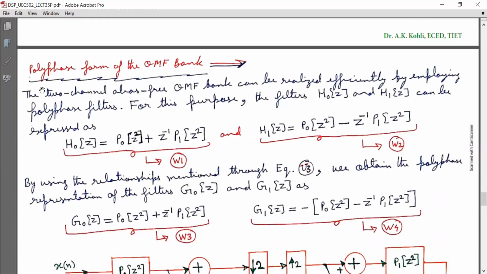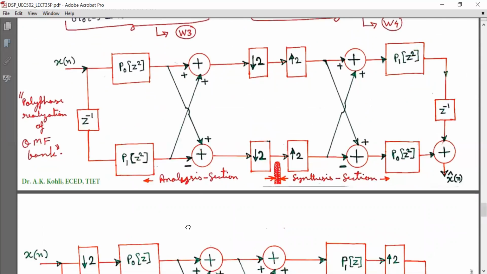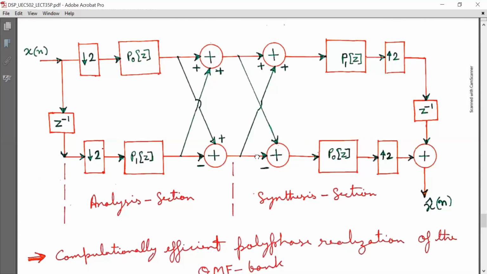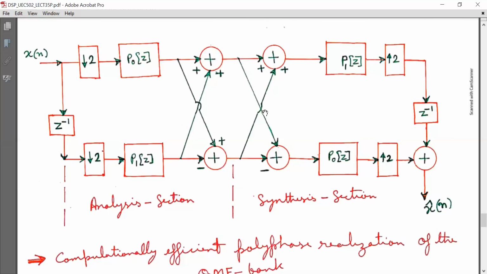So this is very important because we will use polyphase filters to realize QMF bank. That is, the two-channel alias-free QMF bank can be realized efficiently by employing polyphase filters. And we have got the computationally efficient polyphase realization of QMF bank here. So this is a very important article.